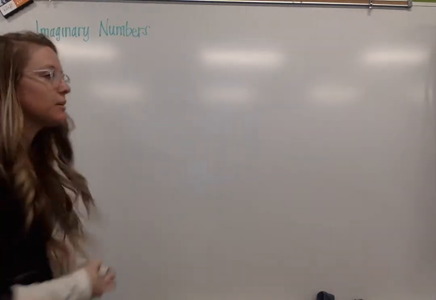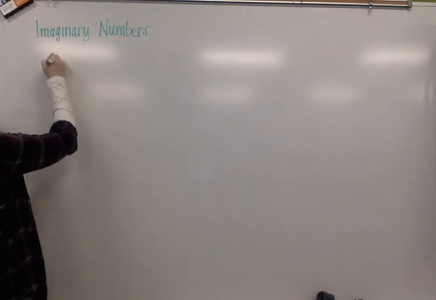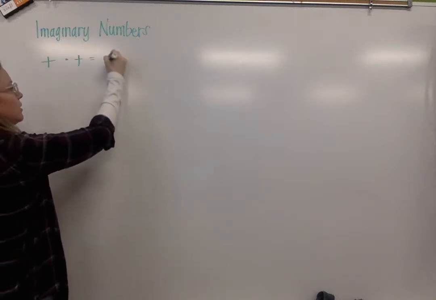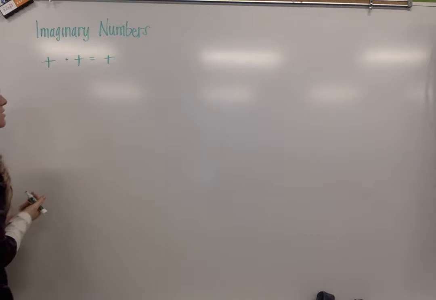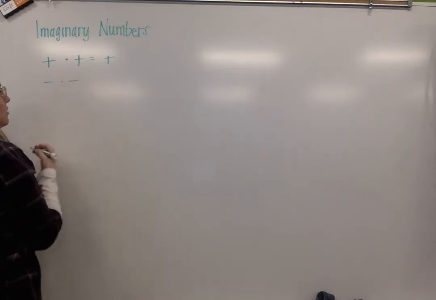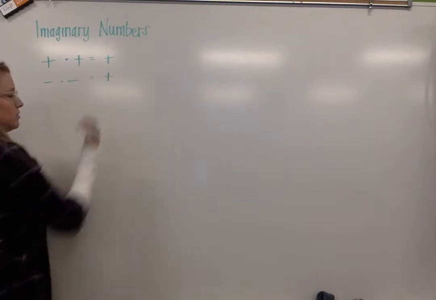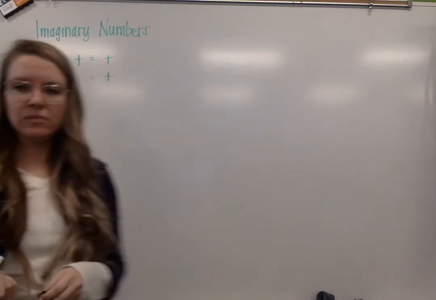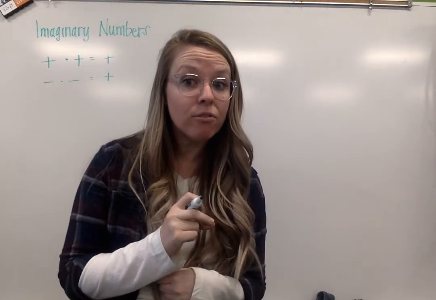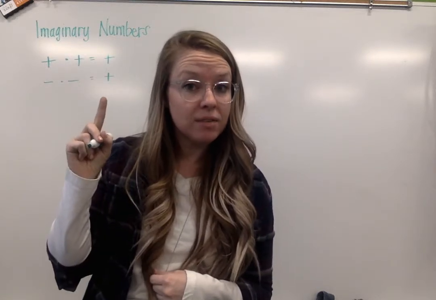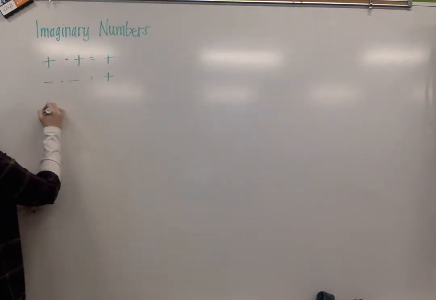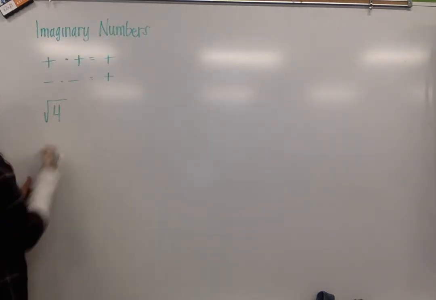Little refresher here, little reminder. If you have a positive number and you multiply it by a positive number, it gives you a positive. Yes? Okay. If you have a negative number times a negative number, it also gives you a positive. Which in essence, if you multiply a number by itself, it's always going to be positive. Correct? Okay.